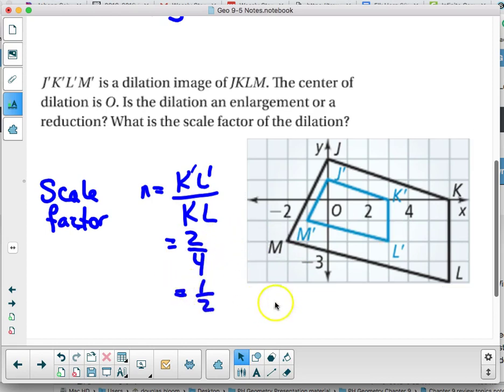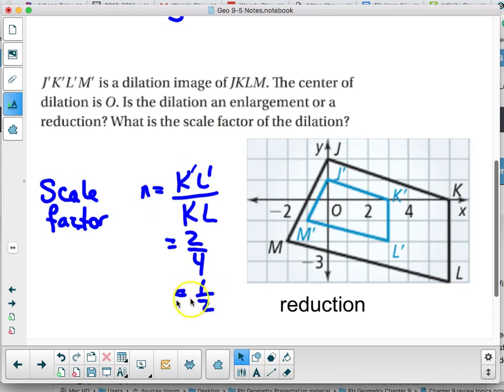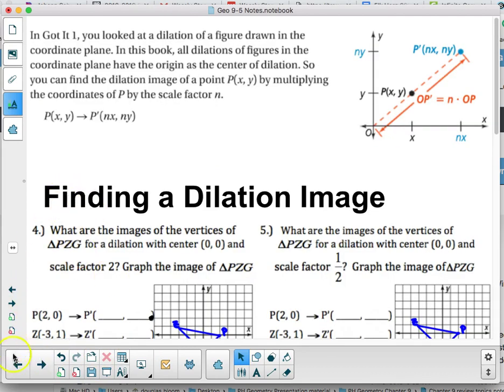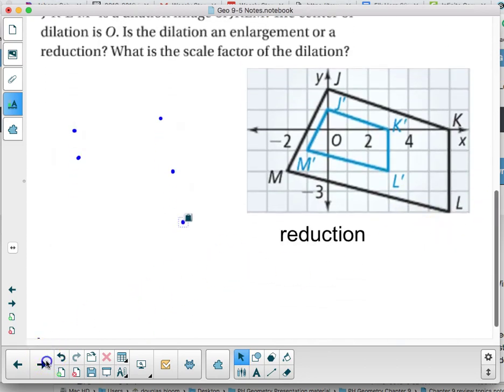So this is a reduction. When I look this one over, it got smaller. Is the dilation an enlargement or reduction? It's a reduction. What's the scale factor? 1/2. Okay, so I've got those two things done. My scale factor is 1/2, which is n. Let's make sure I got everything done there. Yeah, I did. Good for me.